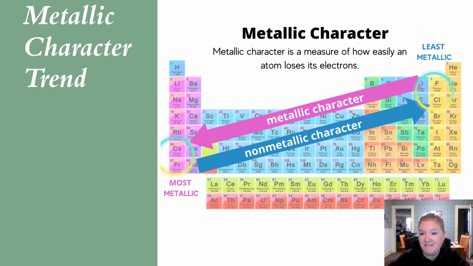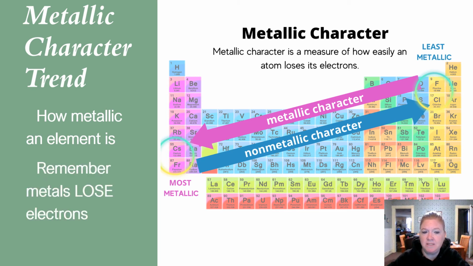All right, now what about metallic character? So metallic character versus non-metallic character. Metallic character is how metallic an element is. Remember, metals lose electrons, so they give up their electrons. That means it would be easy to pull an electron away, so we'd need a low ionization energy. And where we have a low ionization energy is in group 1 at the bottom, near where francium is. So that would be the most metallic.